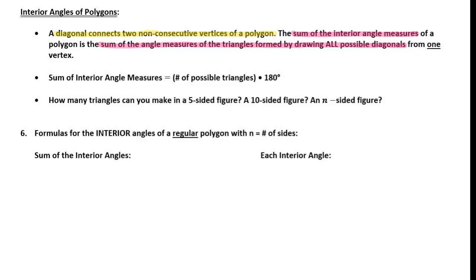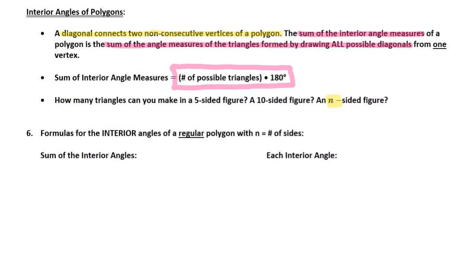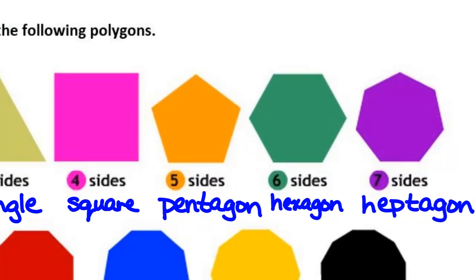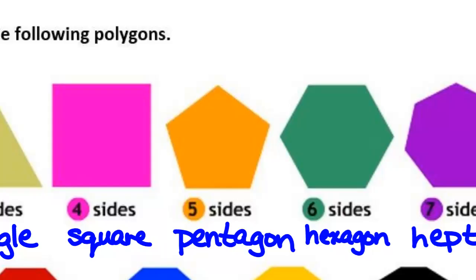So the sum of my interior angle measures is the number of possible triangles drawn from one vertex times 180. So I want to go back and look at those figures that we were just looking at, those shapes. How many triangles can you make in a 5-sided figure, in a 10-sided figure, and then in an n-sided figure? When we say in an n-sided figure, that would be any number of sides. We're just using n as a variable to stand in here. So let's go look at these shapes. 5-sided figure, my pentagon. So I'm looking right here. We're going to pick one vertex to start from.